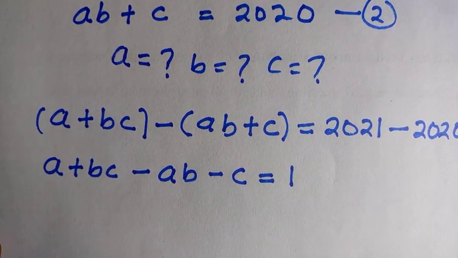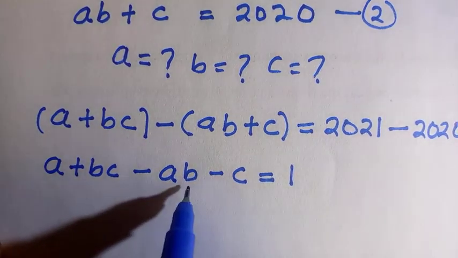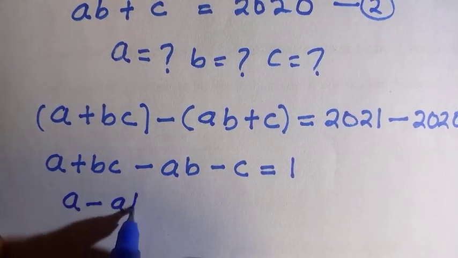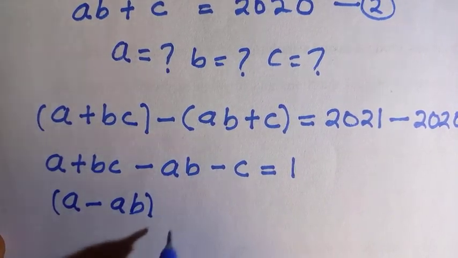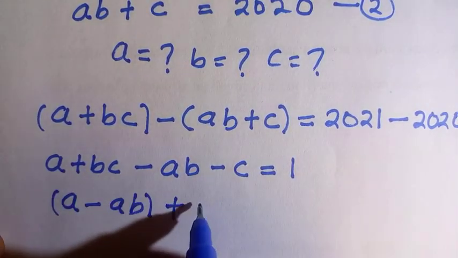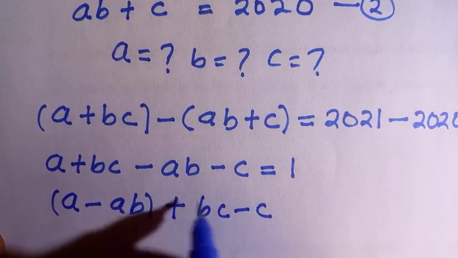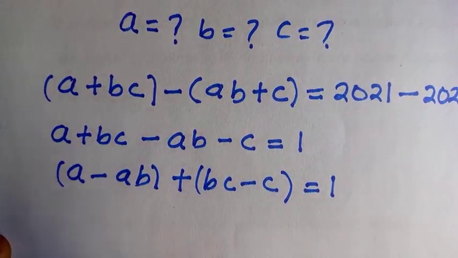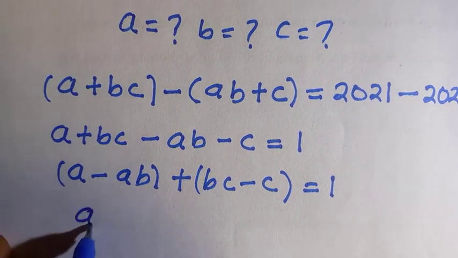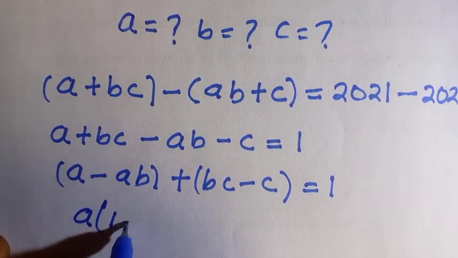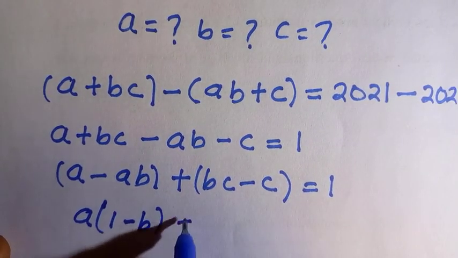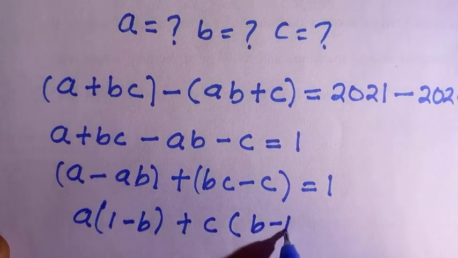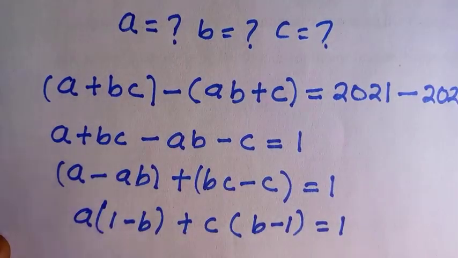If I try to group this based on their terms, the first is having a, so I group this, while the second one is having c, which is bc minus c. I group this, then equals minus 1. So a is common, I will take it out, and it remains 1 minus b, while for this one c is common, and we are left with b minus 1.